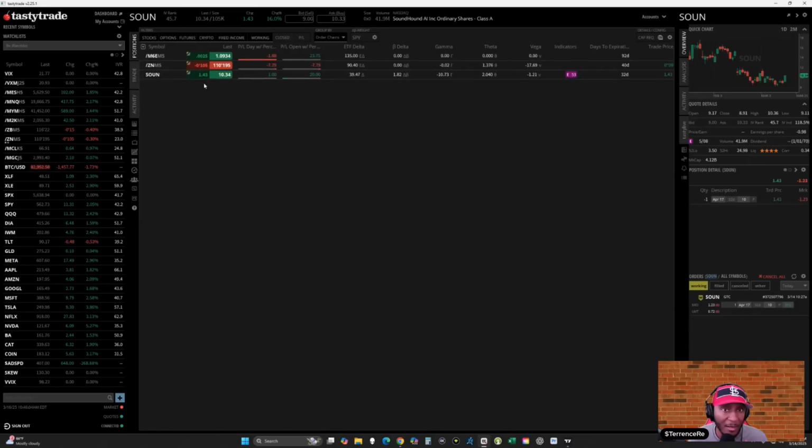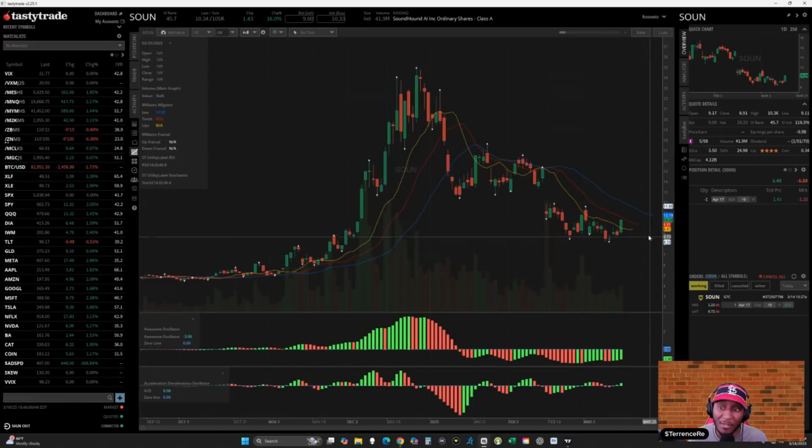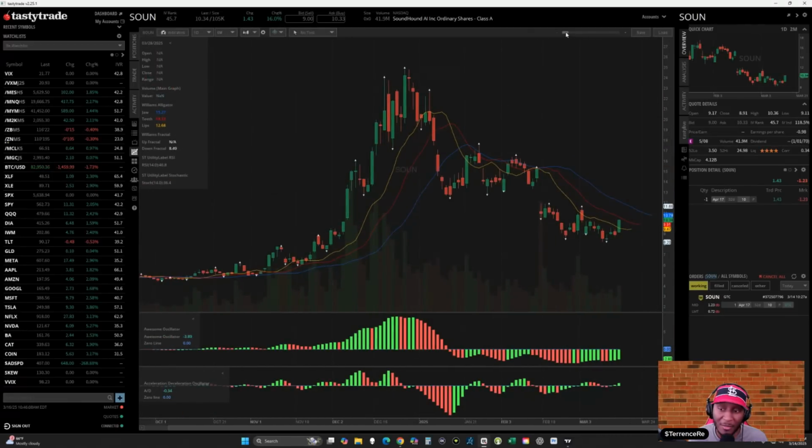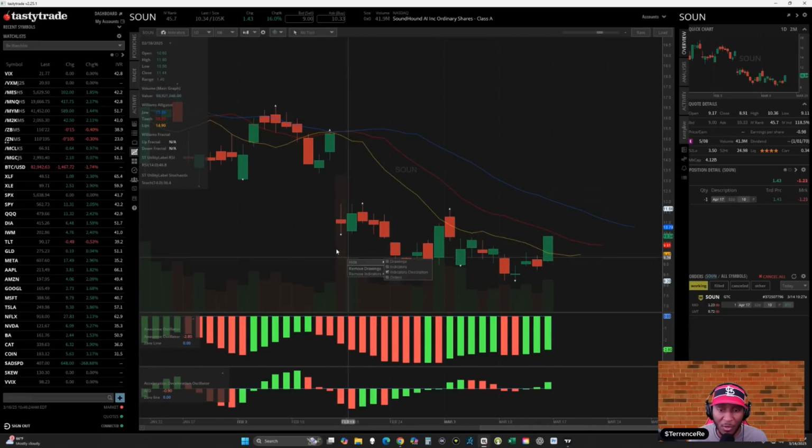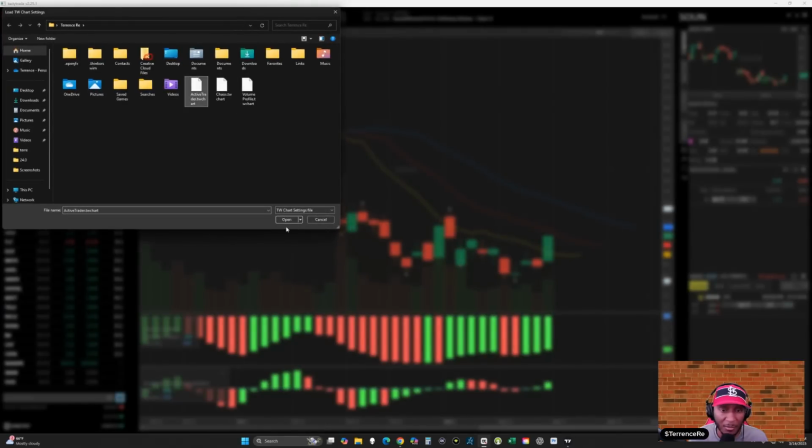That is SoundHound. I sold a put in SoundHound and I got something similar to that. It's almost like, not classically a Harami because the body is outside of here, but this little doji right here, then you got a gap up, pull back. Now, I don't expect this to move a whole lot, but we'll see. I am in it. Let's pull up my other chart.